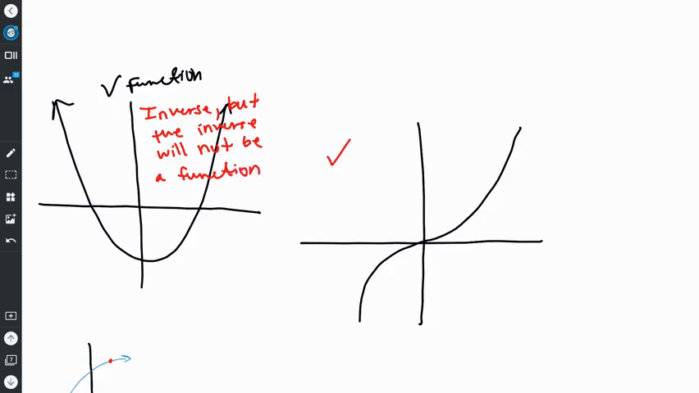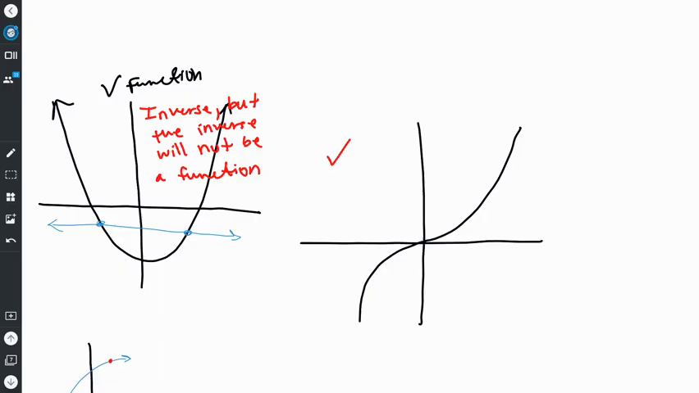Not quite. What test will it not pass? Good, but how can you tell just by looking at the parabola? What's one test that we can do to see if the inverse will be a function? The horizontal line test. It doesn't pass the horizontal line test. So, in order for a function to have an inverse function, just like a cubic, what must be true about the function within itself? It has to pass a horizontal line test.